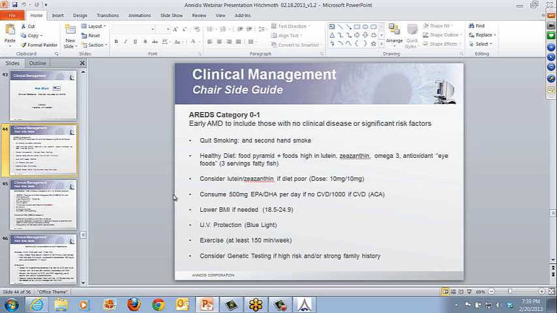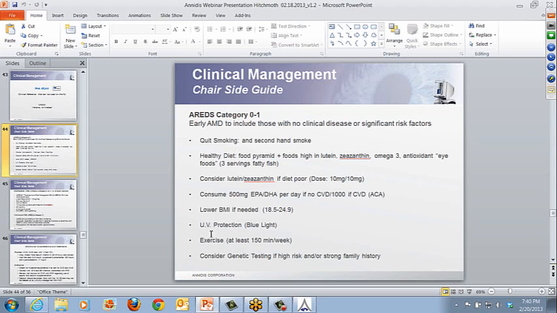You would consider using lutein and zeaxanthin if the patient has an admittedly poor diet. I use the higher dose of each one of those. They should be consuming EPA DHA in the amount that I have listed there. Lower their BMI if their BMI is in the above average range or quite frankly too far below. UV protection from blue light. Exercise according to the American Cardiovascular Association recommendations.